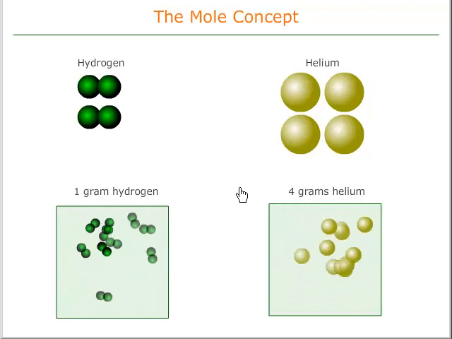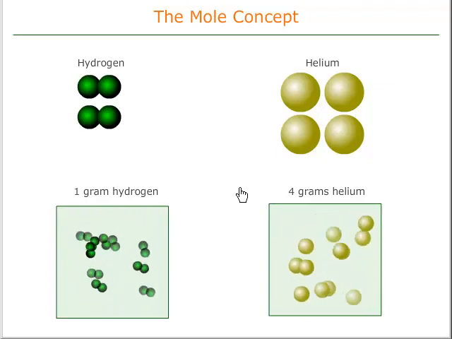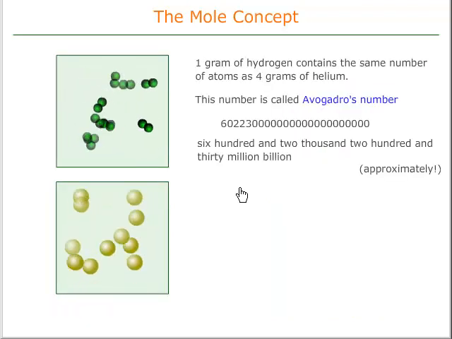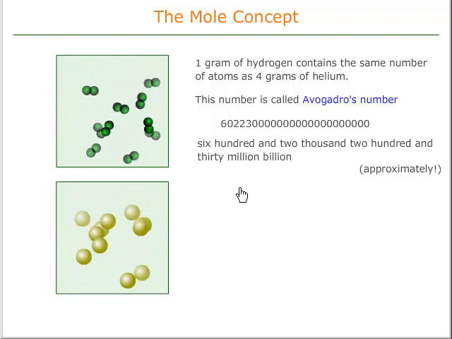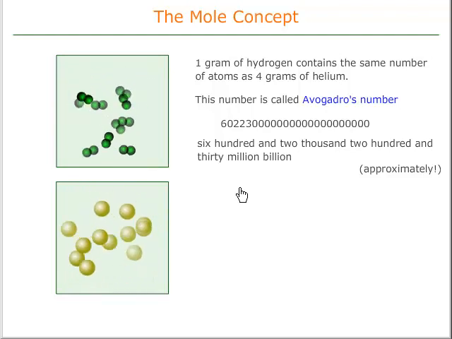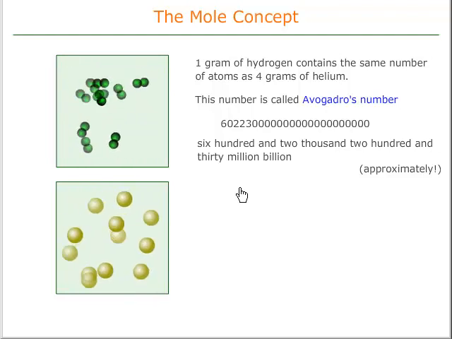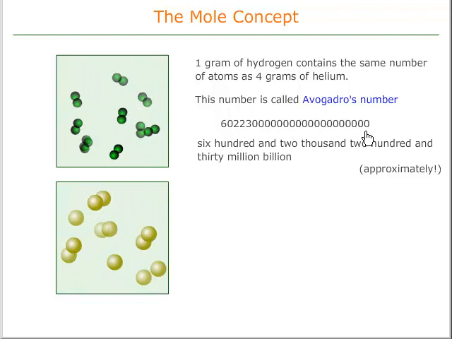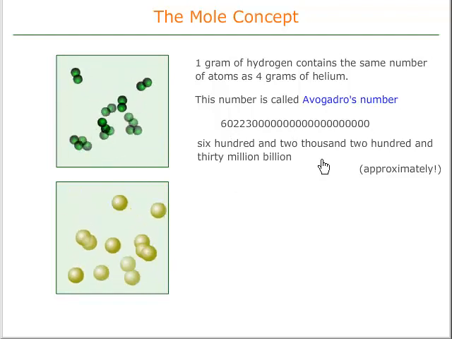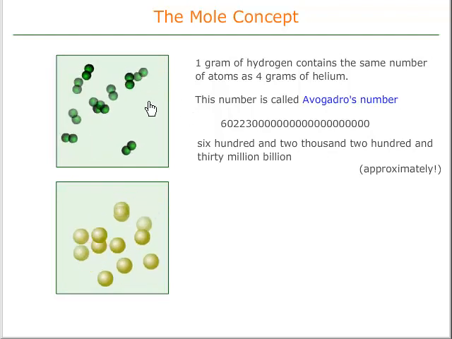The next question is, however, how many atoms are there in 4 grams of helium? Well, a man called Amedeo Avogadro worked on this problem and he came up with an answer of 602,230 million billion. It's this long number here. This is the number of atoms in 4 grams of helium, and also the number of atoms in 1 gram of hydrogen.